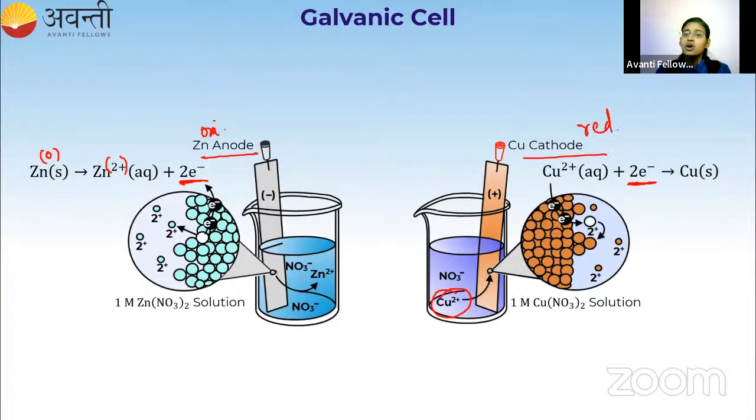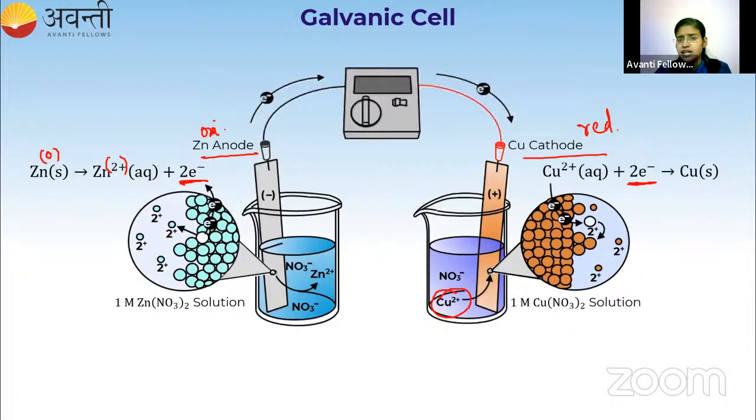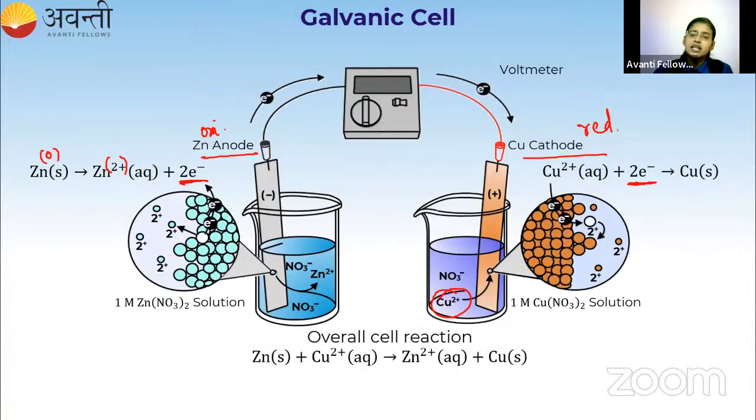You should always keep in mind that oxidation takes place at the anode and reduction takes place at the cathode. Both the electrodes are connected by an external circuit with a voltmeter. The overall cell reaction for this setup is Zn + Cu2+ giving Zn2+ + Cu. Zinc is getting oxidized and copper is getting reduced, so it is a redox reaction. Both oxidation and reduction are taking place, so this reaction is an example of a redox reaction.